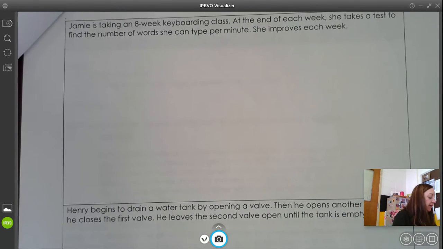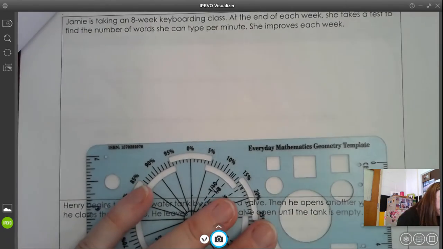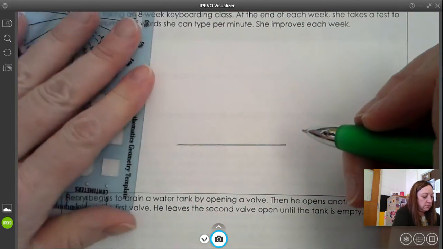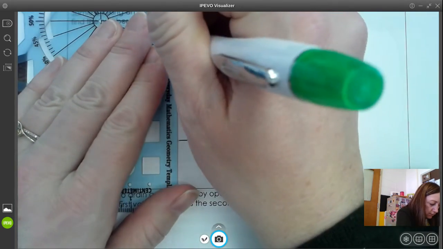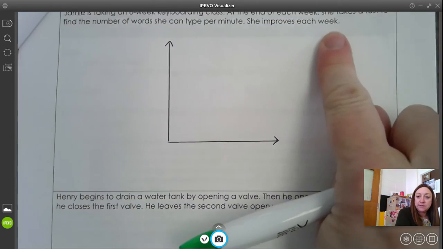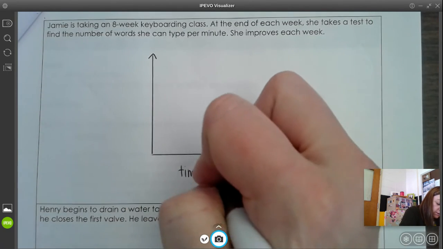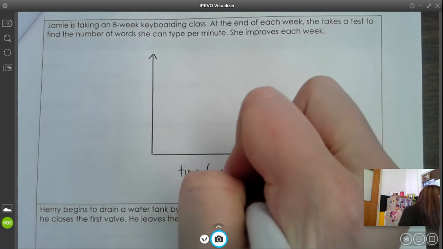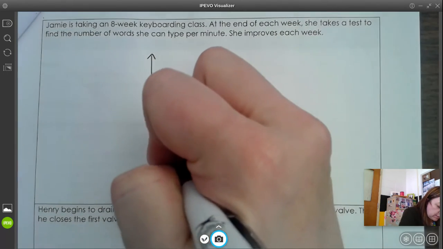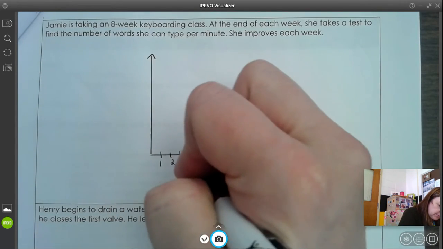Okay, Jamie is taking an 8-week keyboarding class. At the end of each week, she takes a test to find the number of words she can type per minute, and she improves each week. Okay, so weeks is going to be one of our variables. So the amount of time in weeks is going to be here. All right, and then it is an 8-week keyboarding class, so I should probably put numbers for that.